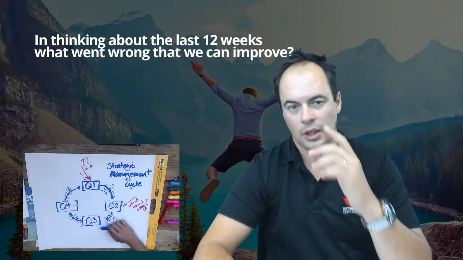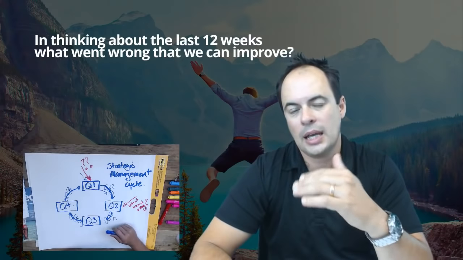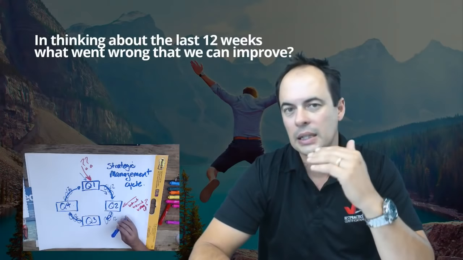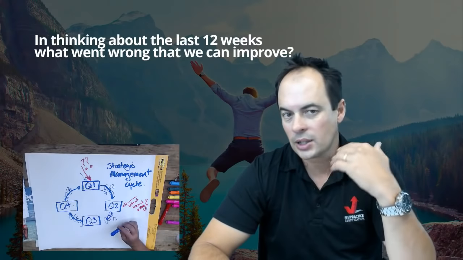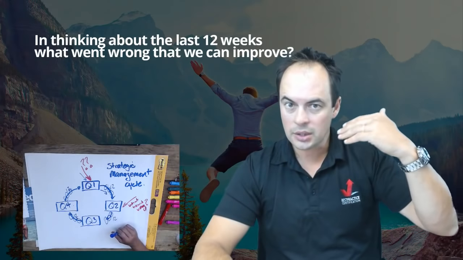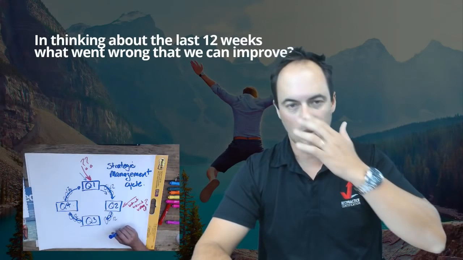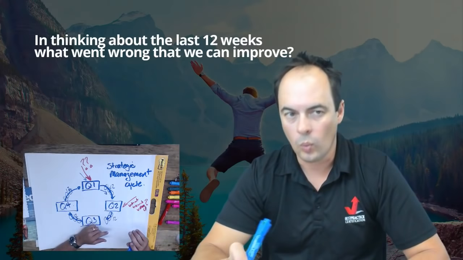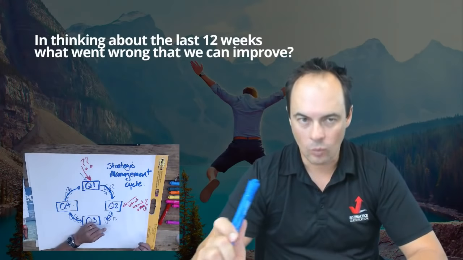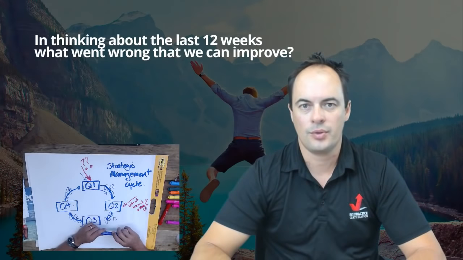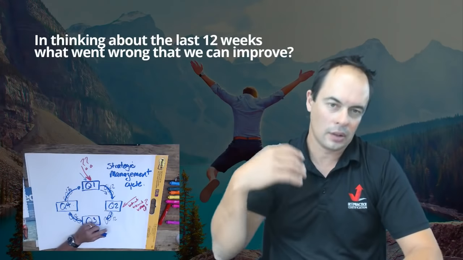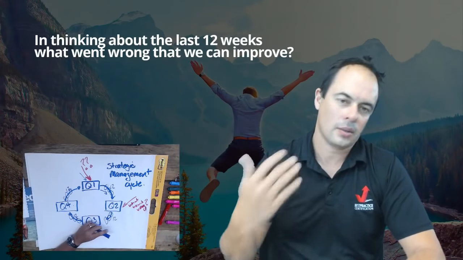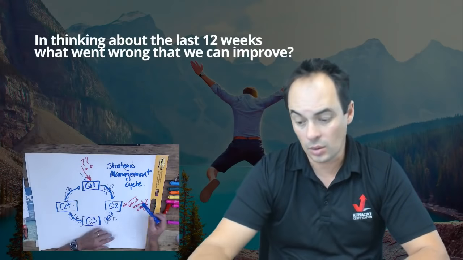So if you can do a quick screenshot or write this question down, it's very deliberate. The words are very deliberately chosen to trigger the person's subconscious to be thinking positively and saying, in thinking about the last 12 weeks, what went wrong? And then what can we improve? It's really improvement focused, it's forward focused, and it's starting to say these are the things that we can start to do, and we can define those.